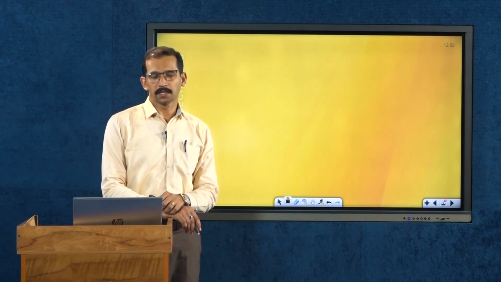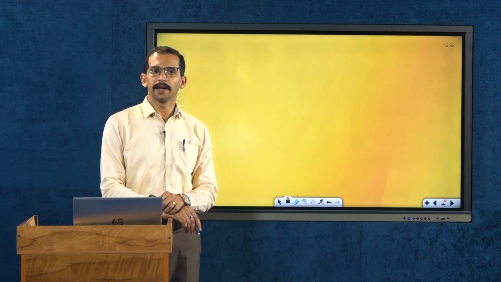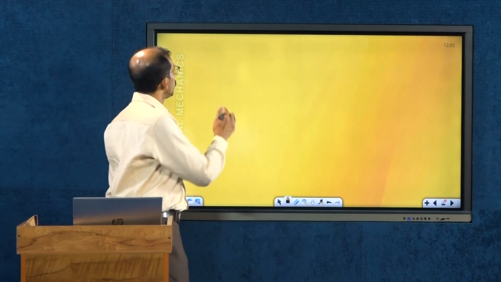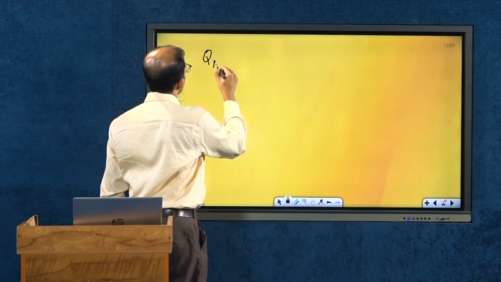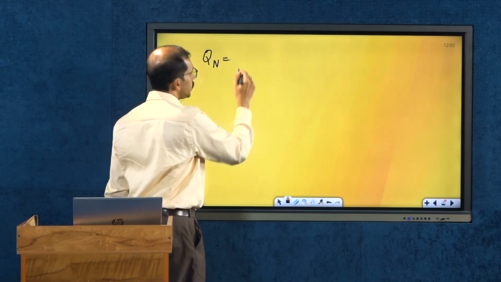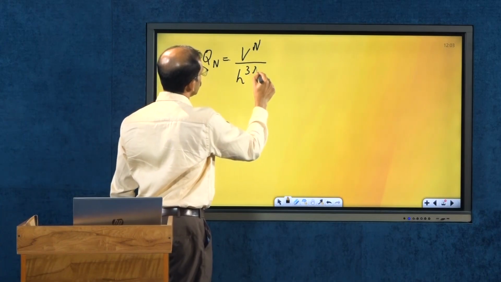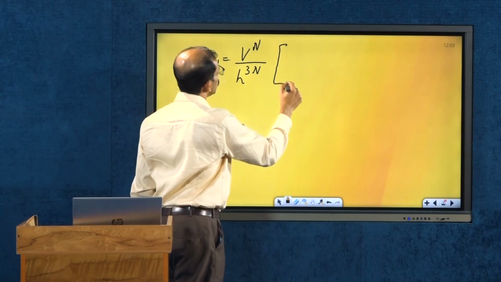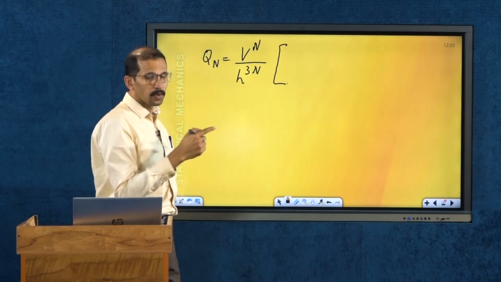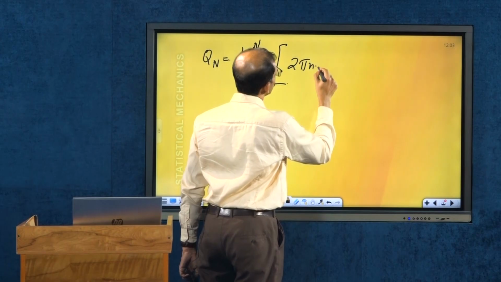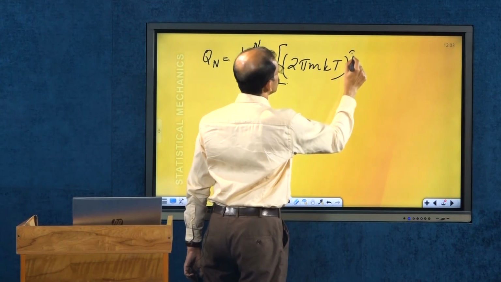In the last episode, we saw the derivation of the partition function for a 3D classical ideal gas. There, we derived that the partition function for a 3D ideal gas can be written as Q_N equal to V raised to N by h raised to 3N, and then we have the function corresponding to the de Broglie wavelength, which is (2 pi m kT) raised to 3 by 2.